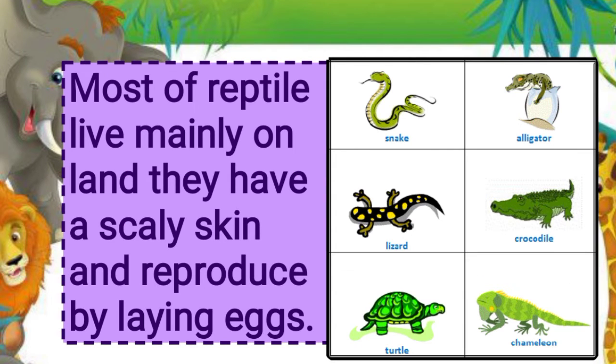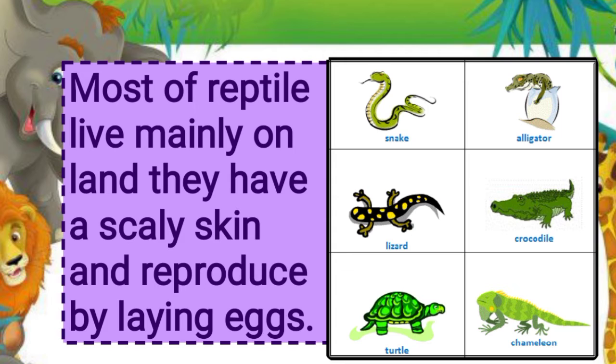Now let's understand about features of reptiles. A reptile is an air-breathing animal that has scales instead of hair or feathers. Reptiles have lived on earth for more than 280 million years. So they have a scaly skin and reproduce by laying eggs.